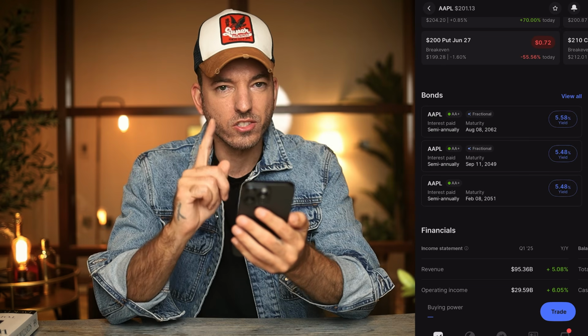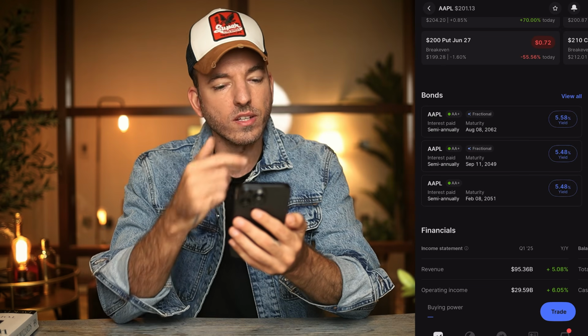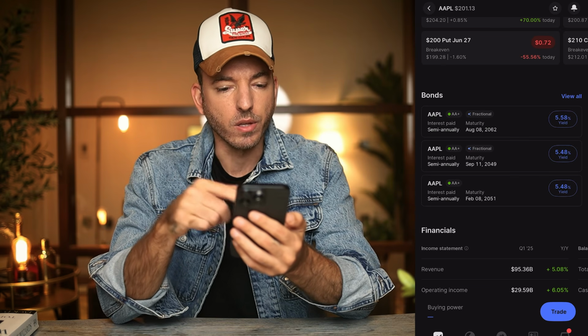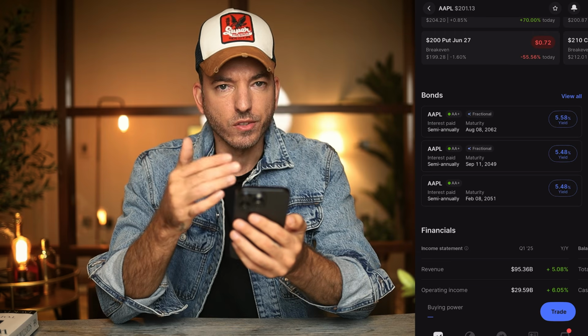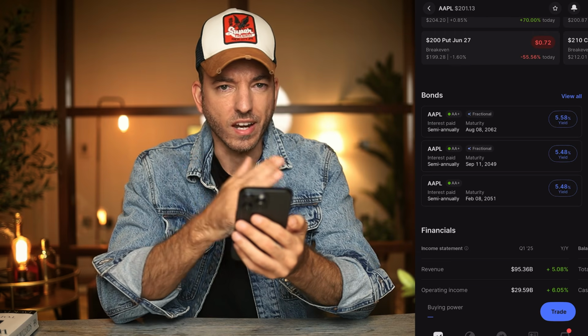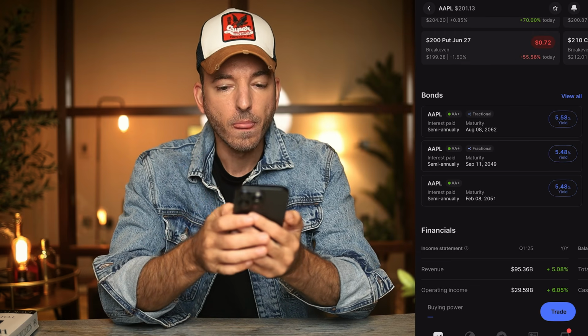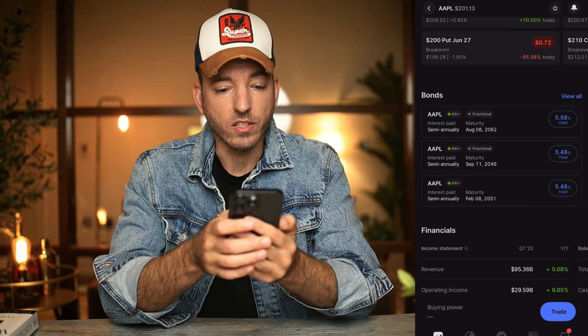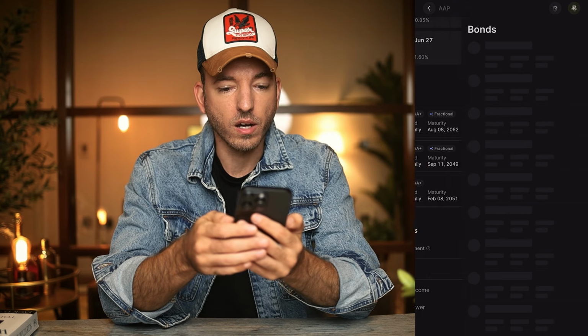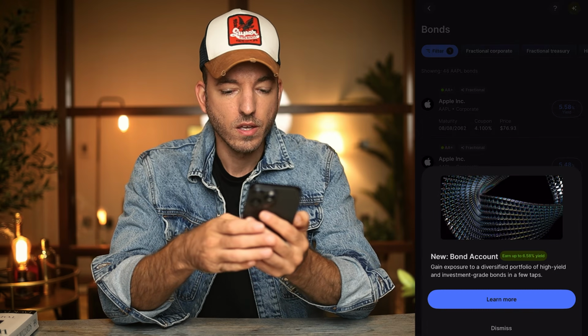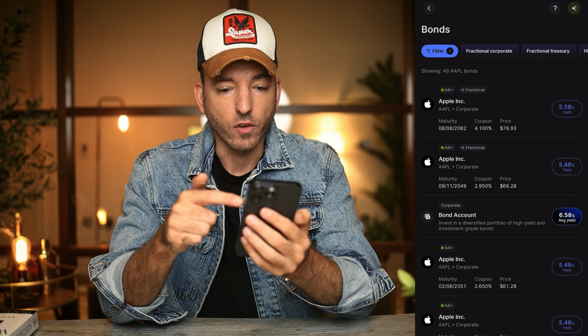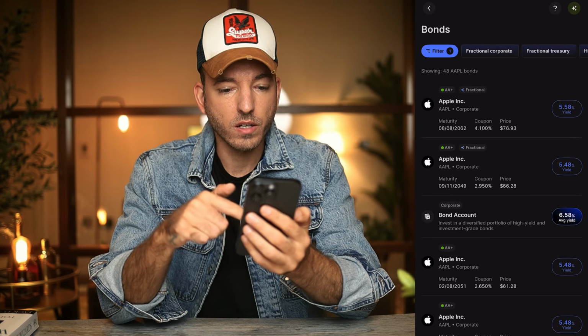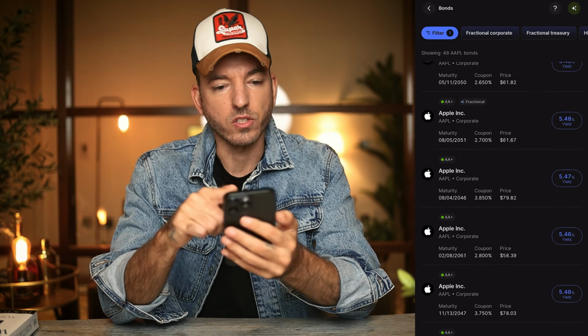But I want to show you this just for a second, because I think this is really interesting. You actually could buy corporate bonds on Apple, which is something that a lot of apps, particularly ones that I've used in the past, did not offer, or at least didn't make it easy to see. So now I can see view all bonds over here, and I can see, oh, look, Apple is paying 5.58% for this bond. And I can scroll down and I can see a bunch of bonds.